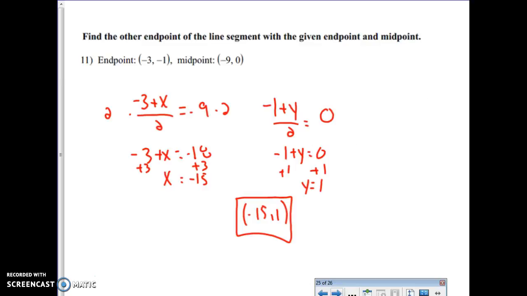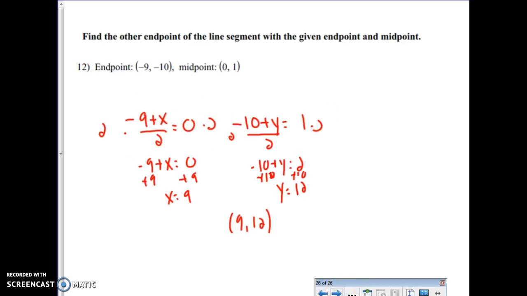For number 11, so I have (-3, -1) and (x, y). I'm adding those two together. I got the x value to be -15, and then I'm doing -1 plus y over 2. I get y to be 1. So the ordered pair is (-15, 1). And then for the last one, I got the ordered pair to be (9, 12).